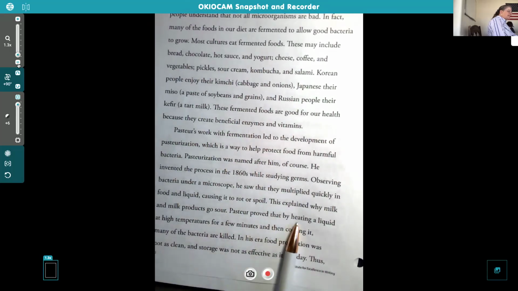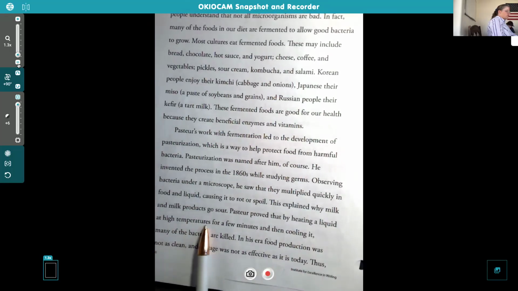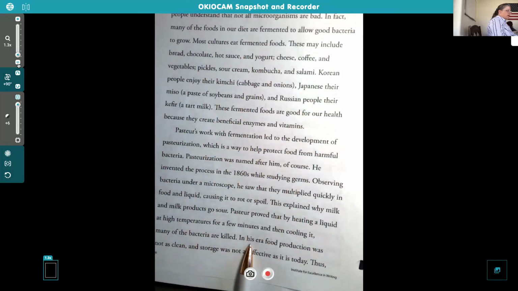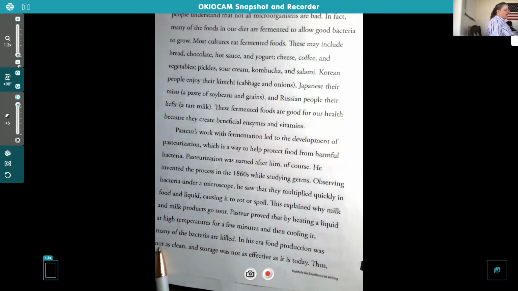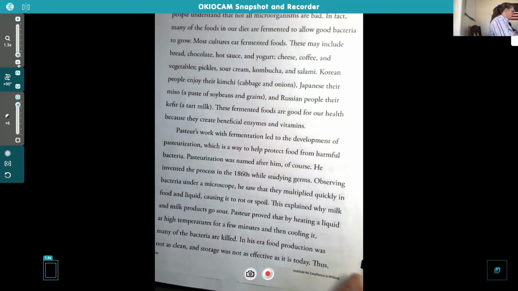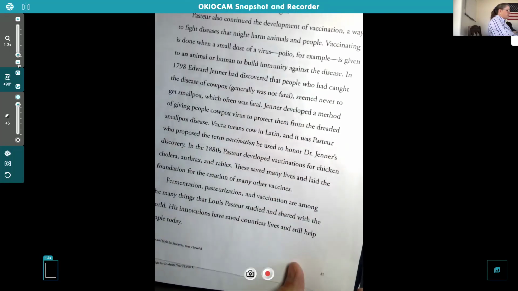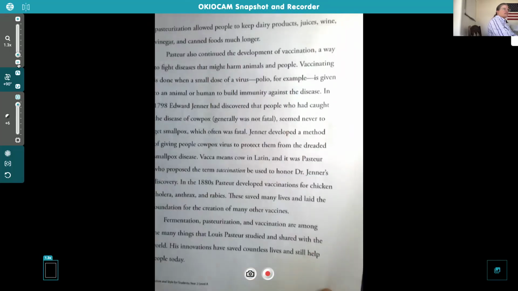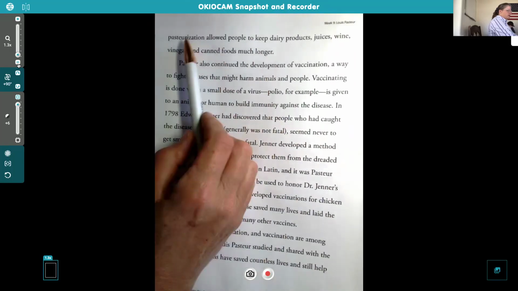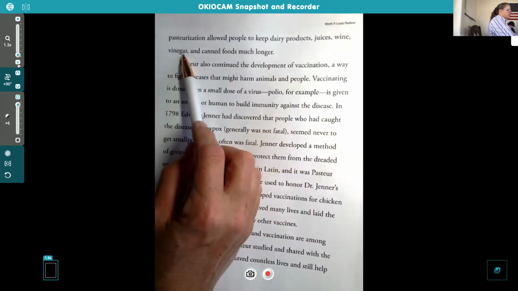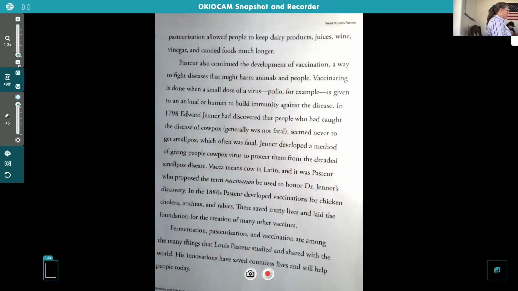Pasteur proved that by heating a liquid at high temperatures for a few minutes and then cooling it, many of the bacteria are killed. In his era, food production was not as clean and storage was not as effective as it is today. Thus, there's a little bit more on page 81. Thus, pasteurization allowed people to keep dairy products, juices, wine, vinegar, and canned foods much longer. So you're right, that would be called pasteurization.